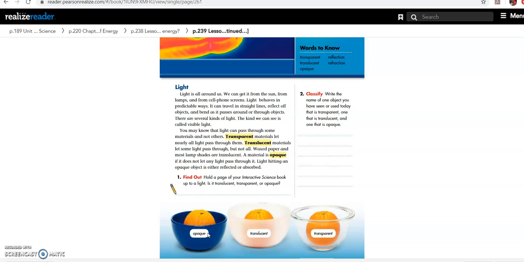Opaque, that's how you say that word, opaque, is the 3rd type of material. It does not let any light pass through it. Light is either reflected, which means bounced back, or absorbed, which means taken in. Now, hold a page of your interactive science book up to a light. Is it translucent, transparent, or opaque?